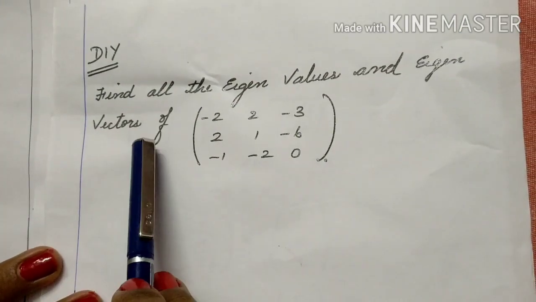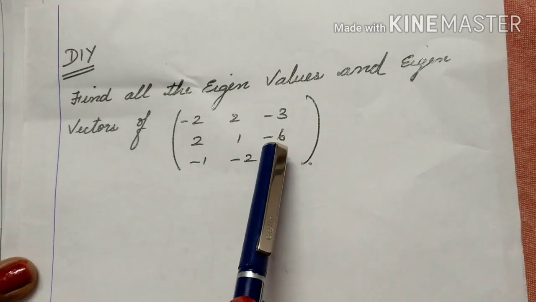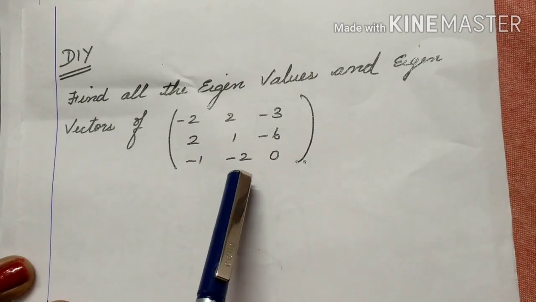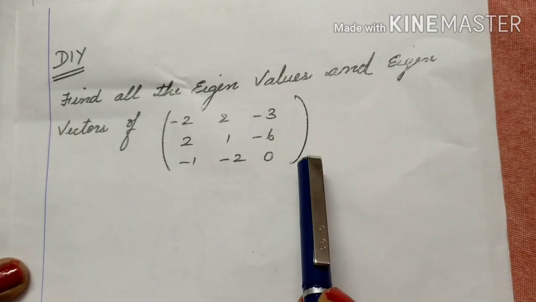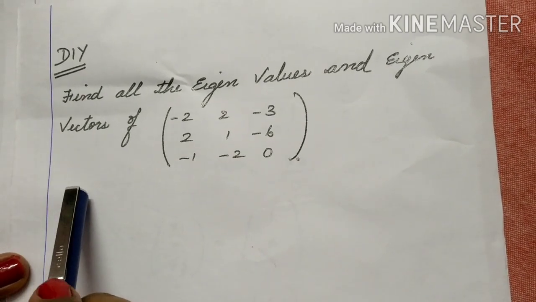Find the eigenvalues and eigenvector of minus 2, 2, minus 3, 2, 1, minus 6, minus 1, minus 2, 0. Try it and give me your answer in the comment box so I can verify your answer there.